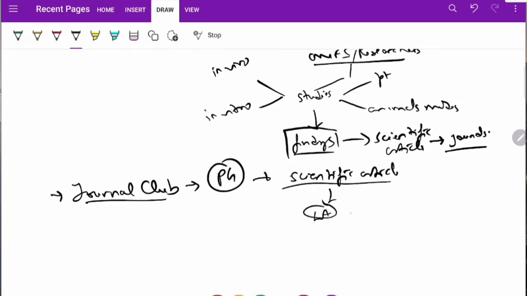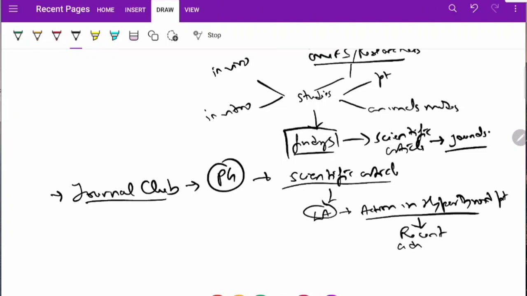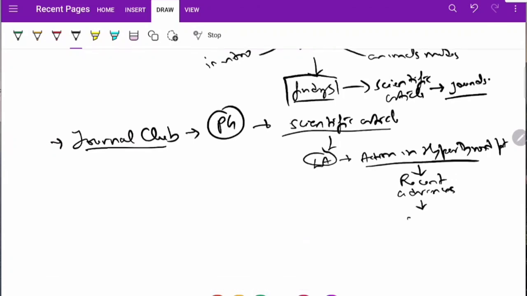local anesthesia action in hyperthyroid patients. So if there are any recent advances that have been published in the form of an article, we take it and a postgraduate will present it.